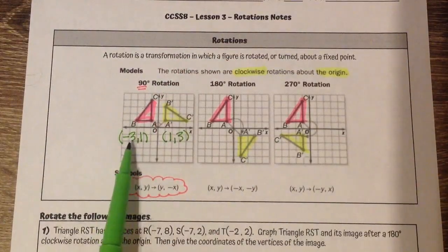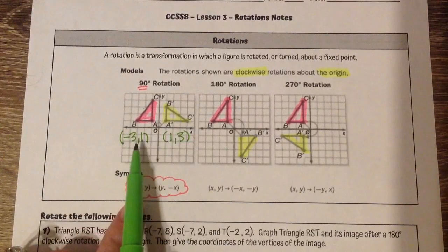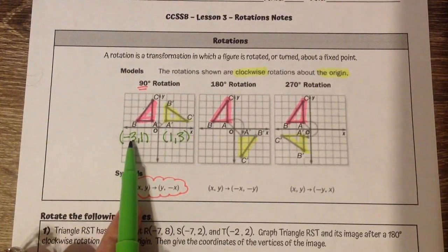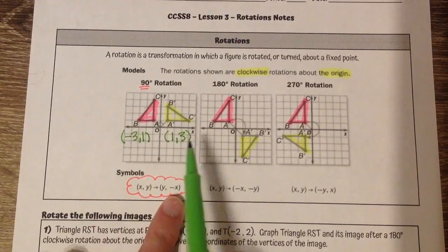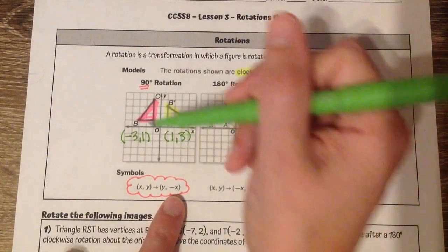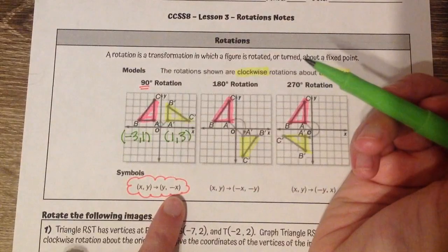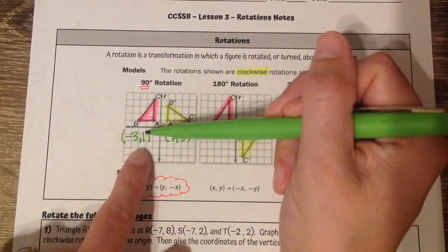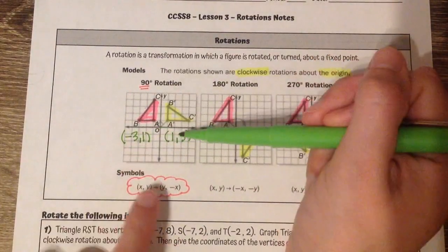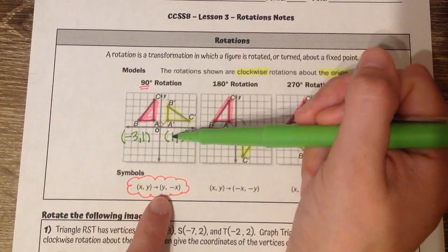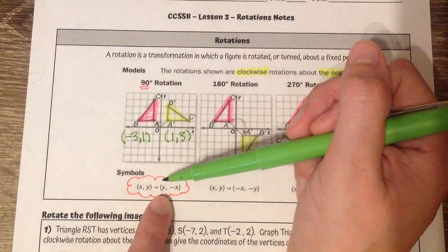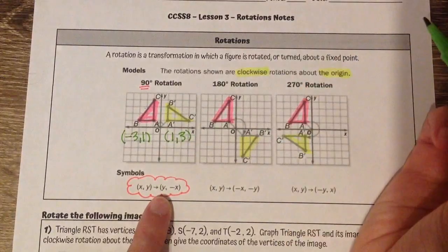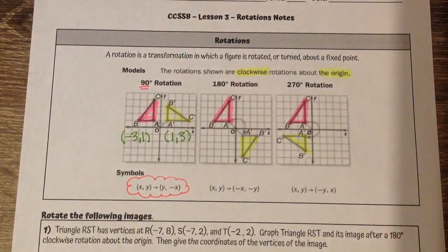Let's see how we get from here to here. Our x value was -3. Now that 3 has moved to where the y value would go, and it's the opposite. So our new y value is the opposite of the original x value. And then our y was 1. Now that has moved to where the x value would normally be. So our new x value is going to be the original y. Let's look at it again for this next one.